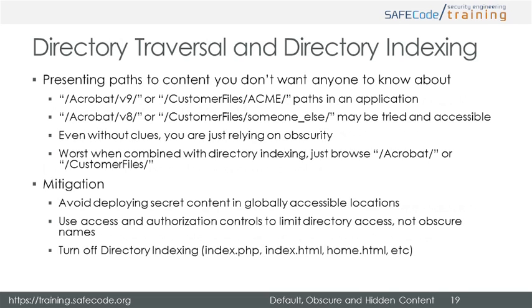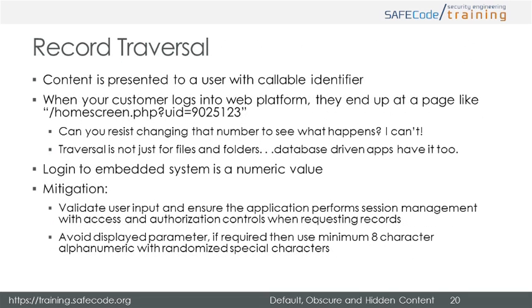Use access and authorization controls to limit directory access. If a folder is intended only for a specific user, then apply file permissions, limit access by user or user group, and apply password protection. For a web application or on a web server, disable directory indexing. This includes index.php, index.html, home.html, etc.